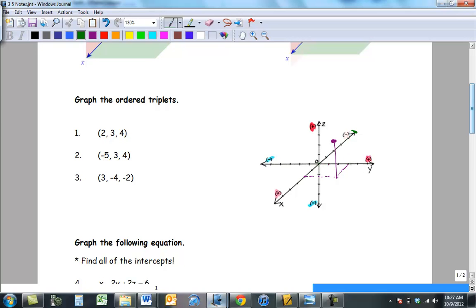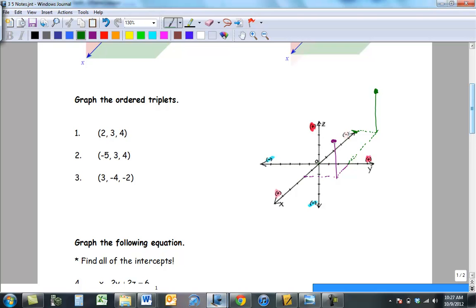3. 1, 2, 3. So from y is 3, go parallel to the x-axis. That wasn't very parallel. From x is -5, go parallel to the y-axis, and that's where it's hanging out. Then 4 units up this way is going to be like this.